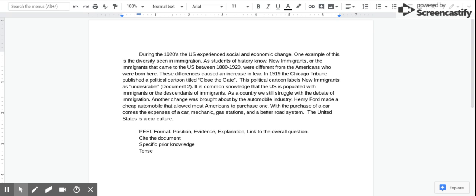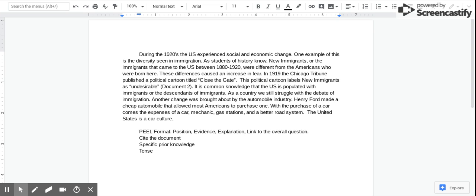Now, what I've done for each of these two questions is I've provided two PEELs, and I'm going to go through that. Since I have two PEELs, my introductory sentence is going to be different from my position. So in the very beginning for the first question, what are some of the key changes that occurred in the 1920s? I identified that I'm going to talk about social and economic change. So during the 1920s, the U.S. experienced social and economic change.